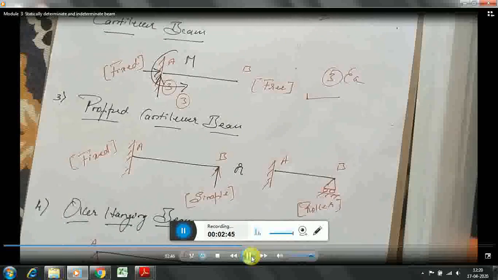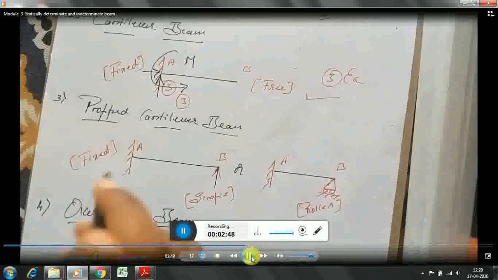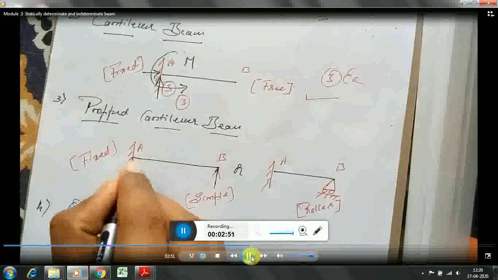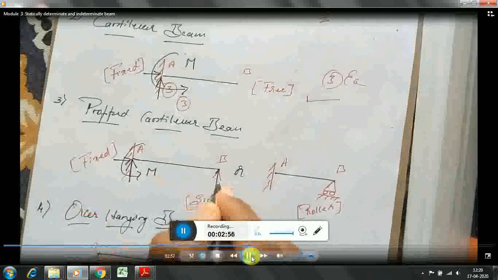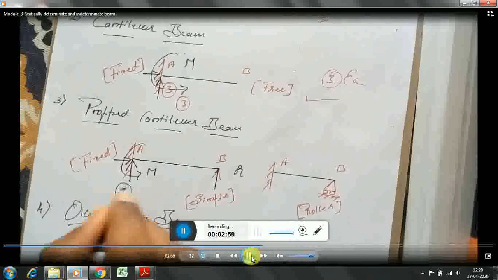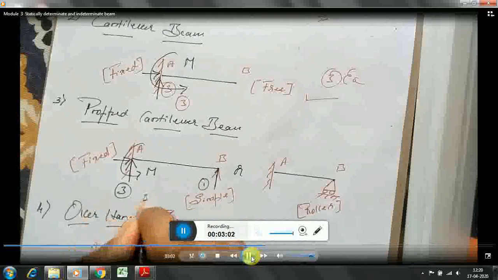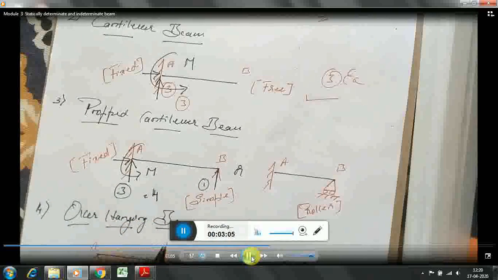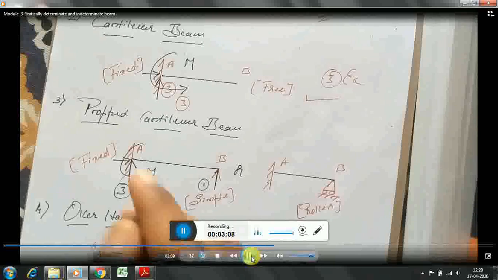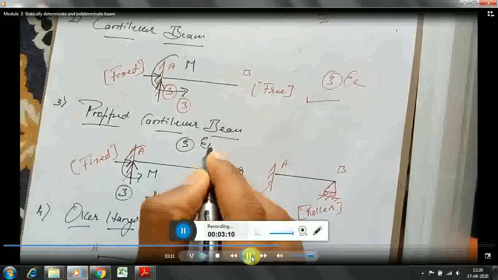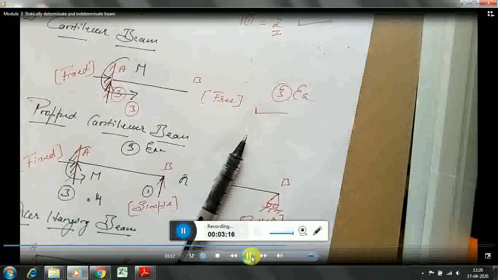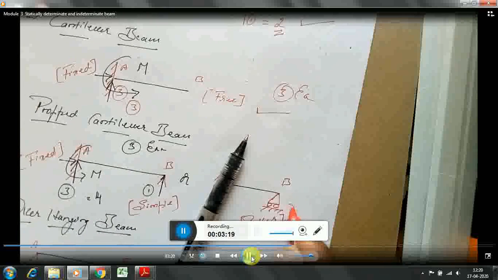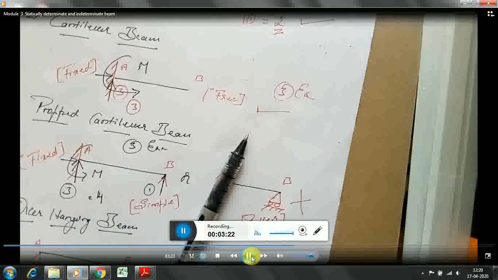The next example is a propped cantilever. Here we have four unknowns because since A is a fixed support, it has one reaction, two reactions, three reactions, and then this is the fourth reaction. So totally this is 3, this is 1. Totally we have 4 reactions, and I have only three equilibrium equations, so it is a statically indeterminate beam.